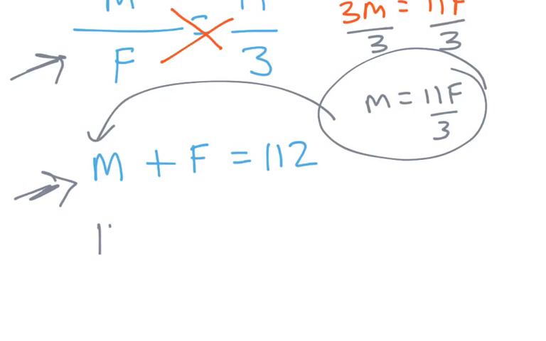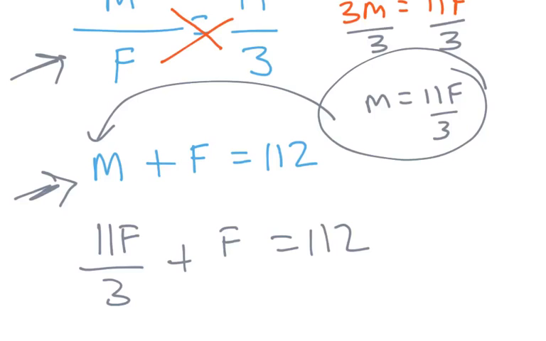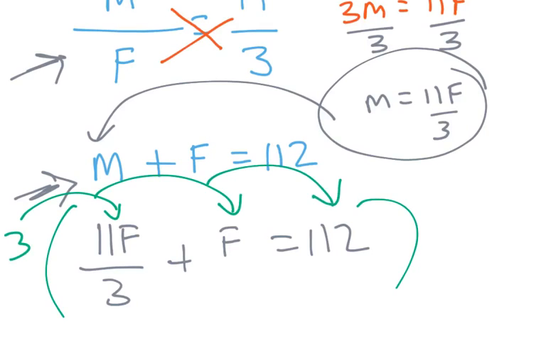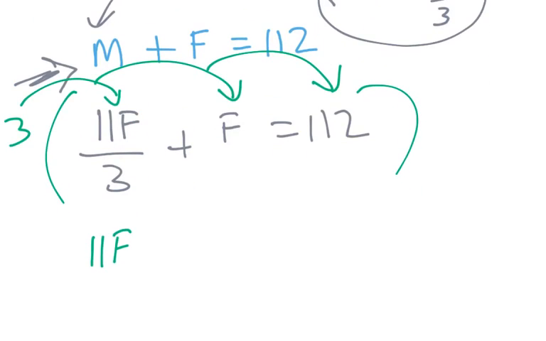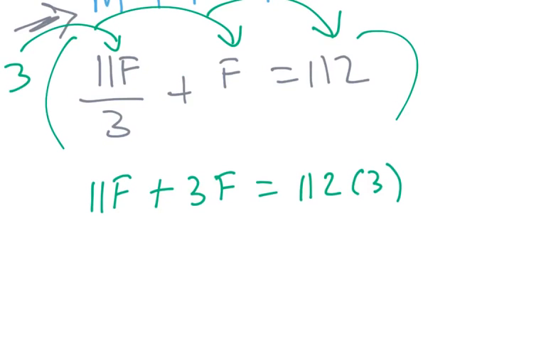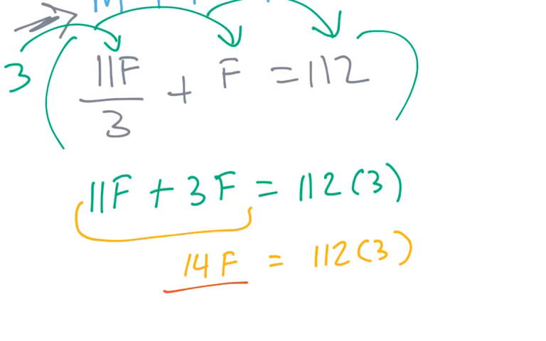So now I'm left with 11f over 3 plus f is 112. And we know how to deal with fractions. We multiply through by the denominator. Make sure you distribute into everything. And we're left with 11f plus 3f equals 112 times 3. Again, I leave it as 112 times 3 because if I can clean it up without multiplying through, I'm going to go ahead and do that. So 11 and 3 gives me 14. So this is 14f equals 112 times 3. I'm then going to divide through by 14.